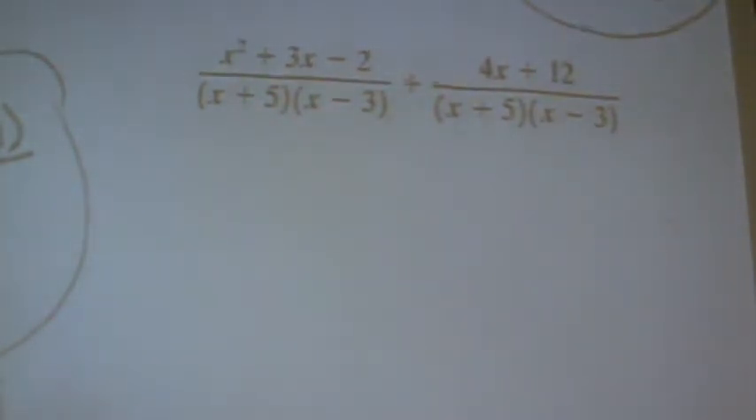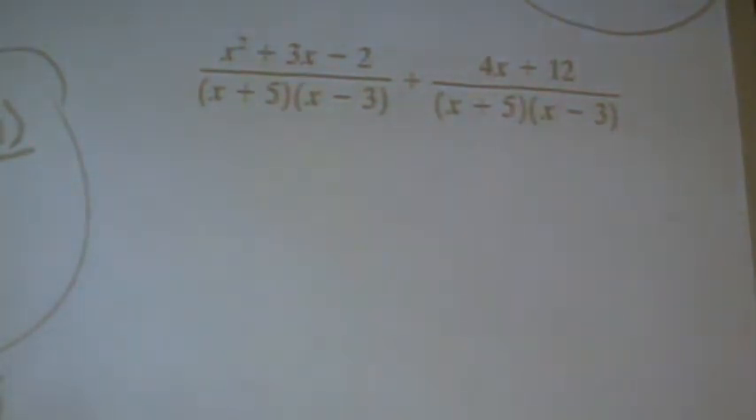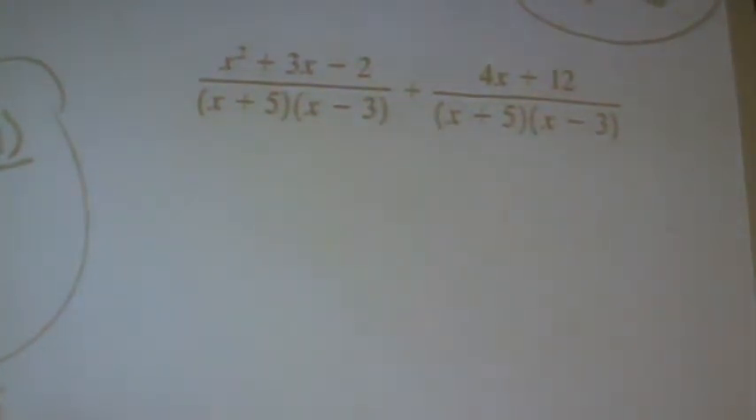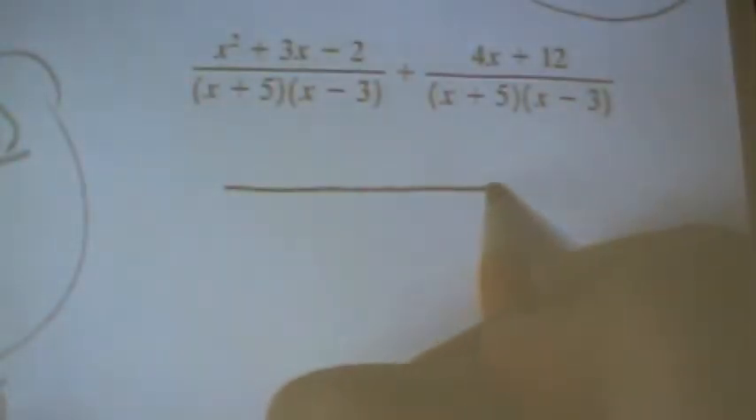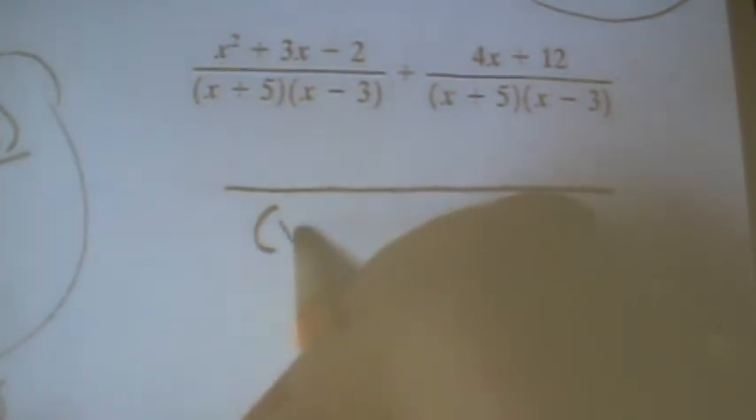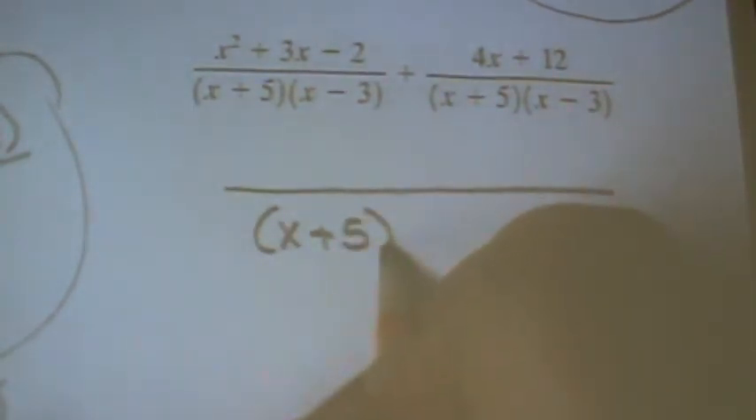Okay, last one. Problem's hard? Nope, it's not. It's just long. Keep the rules straight. First of all, are the denominators the same? Yeah. You just have to factor. So what's the denominator going to be? X plus 5.